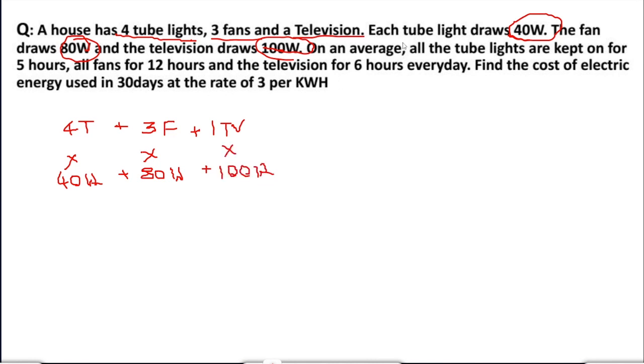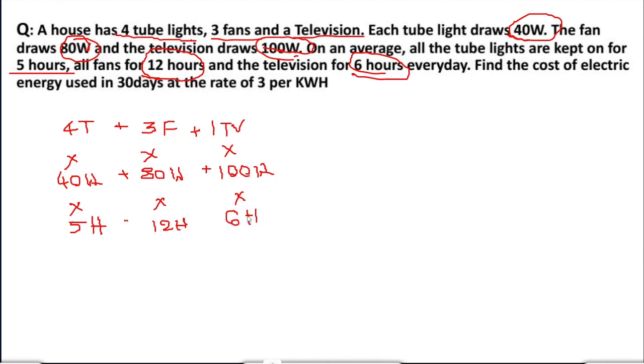Got it? And what is asked in the next sentence? On an average, all the tube lights are kept on for 5 hours. So each tube light is kept on for 5 hours, and all the fans are kept on for 12 hours, and then one TV is for 6 hours, right?